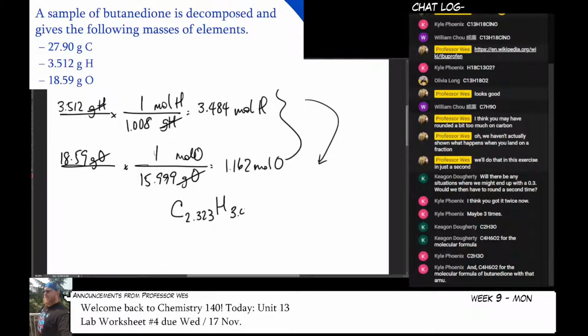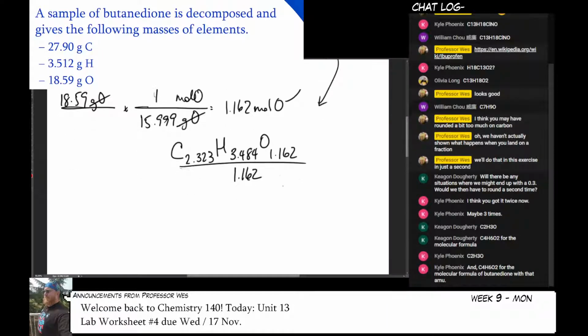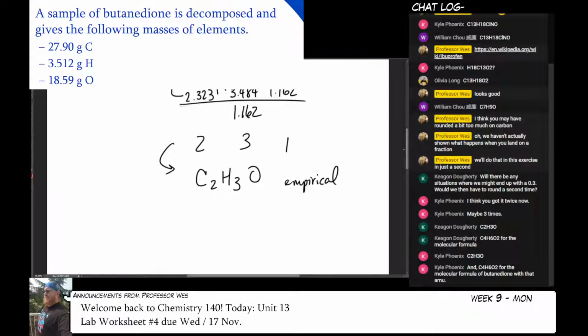H, O, and we'll divide by the smallest number. And so I get 1.162 over 1.162 is 1. I'm assuming that this is going to be a 2. Yep, so that's a 2. And this is a 3. All right, so there's our empirical formula.